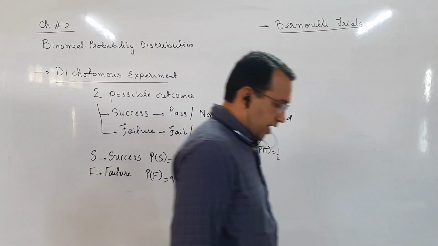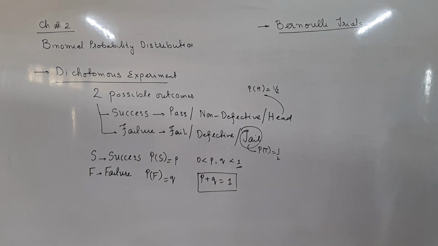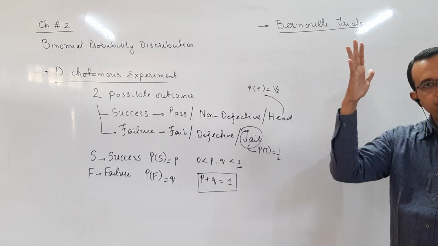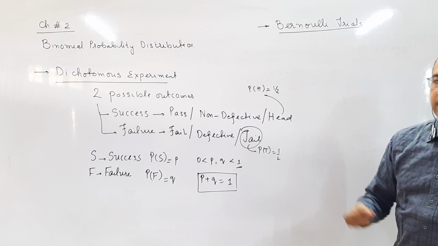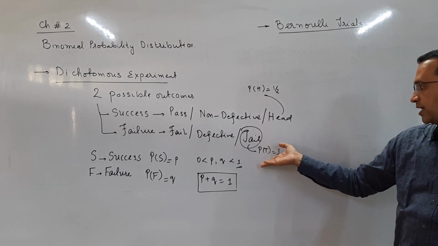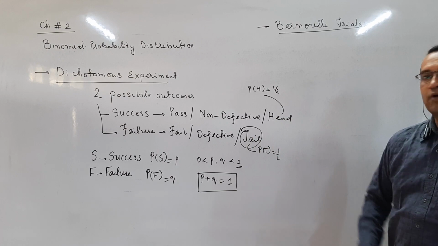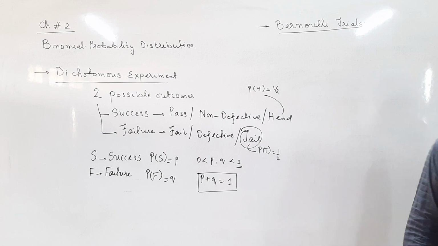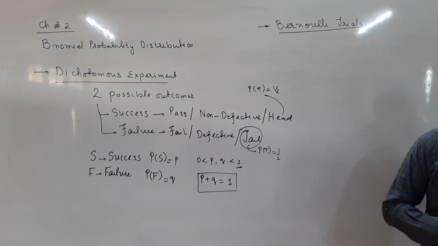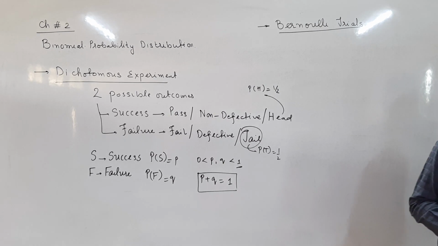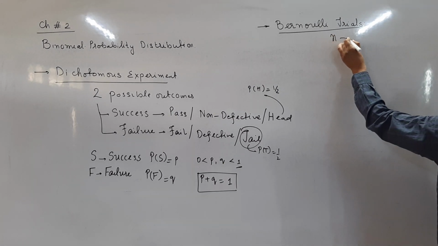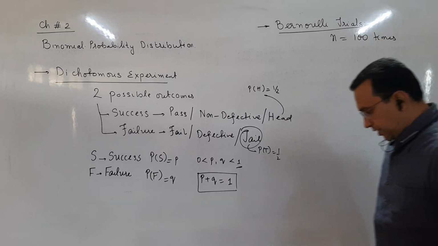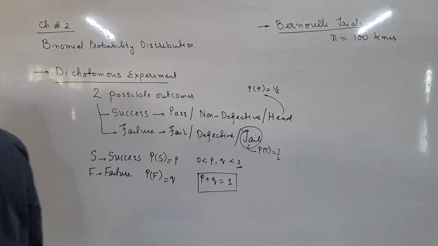Now, in each trial, the probability of success remains same or not? Yes, students. I toss a coin. The probability to get a head, which I have called as success, even you can call tail as success, then head will be failure. Out of 2, 1 outcome is success. So, a dichotomous experiment can be repeated n times under identical condition. Let us carry forward the dichotomous experiment of tossing a coin. So, we are tossing a coin for n equal to 100 times. I am repeating the dichotomous experiment of tossing a coin 100 times.